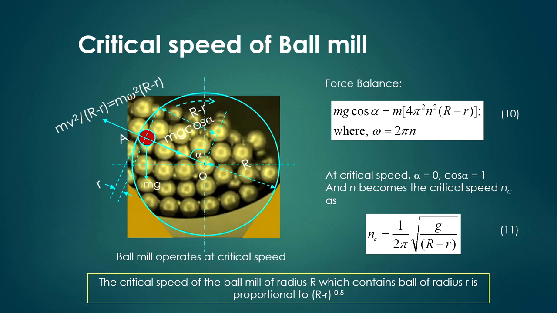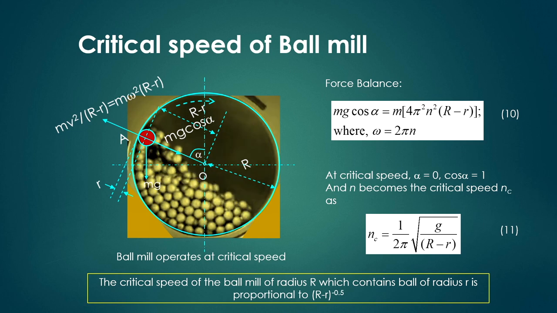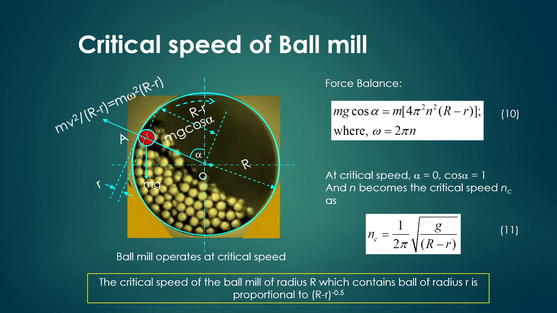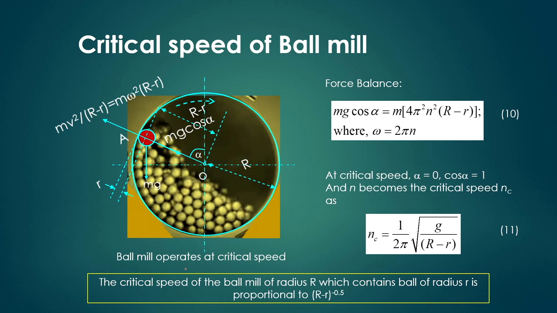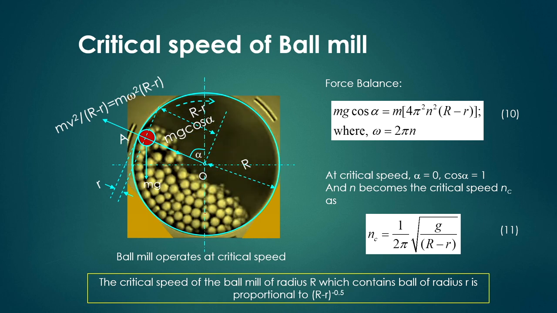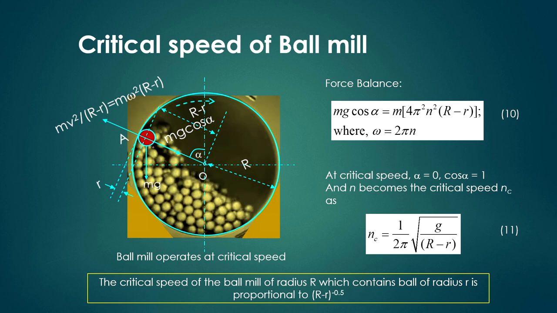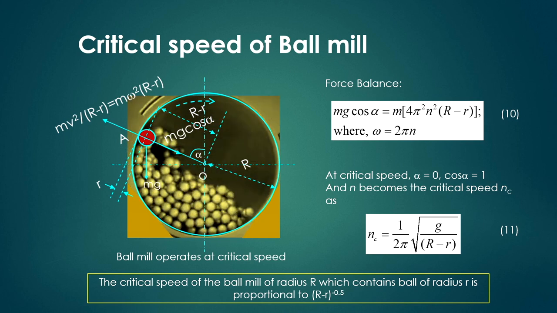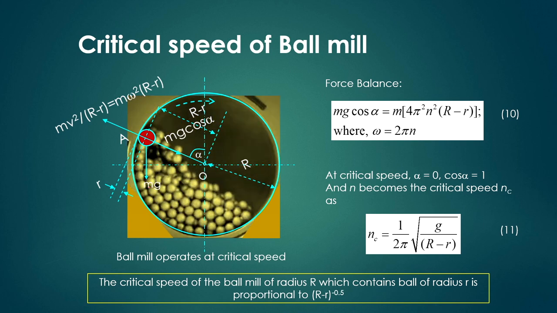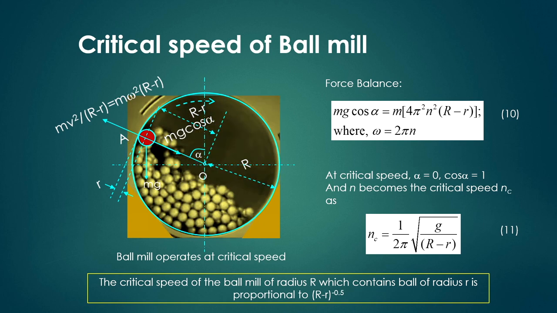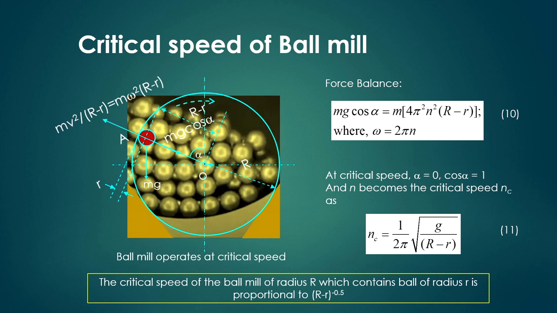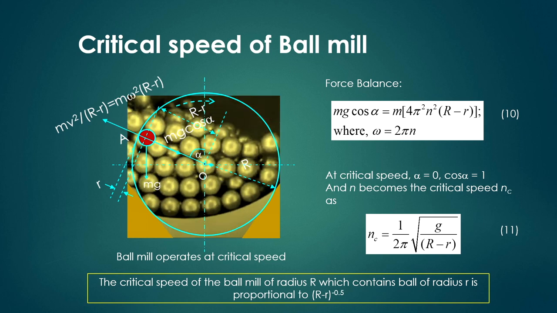Now, it can be calculated from the force balance. Here in the slide, it is shown in the figure that the ball is rotating inside the ball mill. At the critical speed, the ball will be going downward, whereas the drum will be continuously rotating, but the ball will not be rotating along with the surface of the drum. So, at this critical position, if we consider the ball, what will be the force balance on this ball? There will be some forces acting on this ball. One will be the gravitational force, another will be the centrifugal force. So, what will be the component of the gravitational force in the direction of the centrifugal force? Accordingly you can do the force balance.